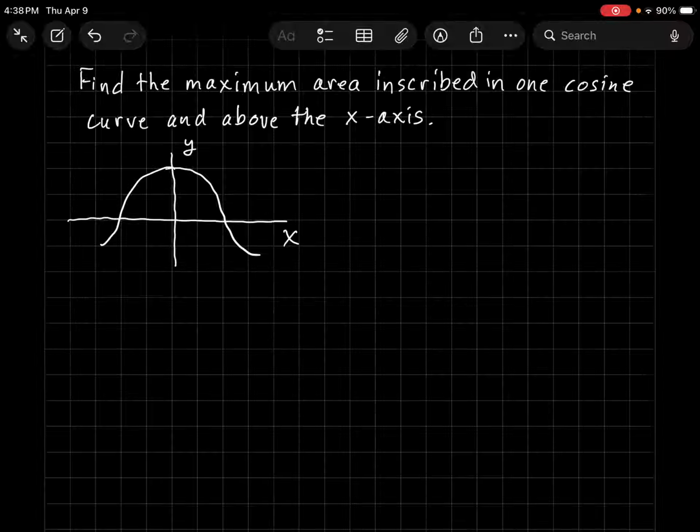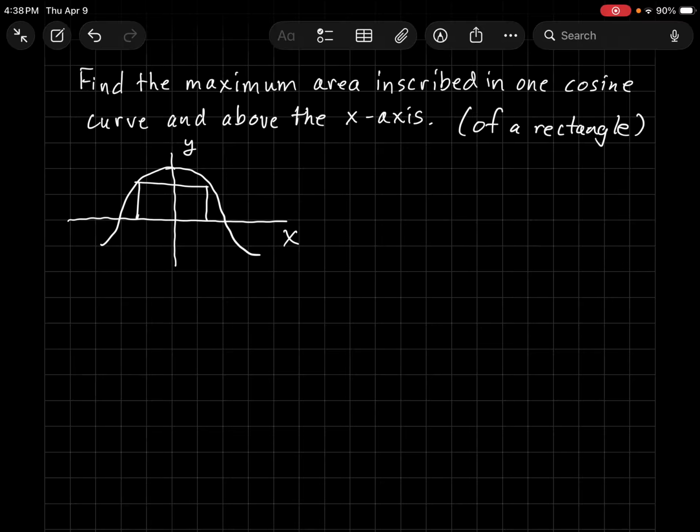And then we're going to draw a rectangle. And I should have put rectangle here. Find the maximum area, and I'll add it right here, of a rectangle that can be inscribed in one cosine curve and above the x-axis. So I have my picture. You know, I could have drawn it differently. I could have drawn it like this. That means there are many different rectangles that could fit. I just want to find the one that has the biggest area.